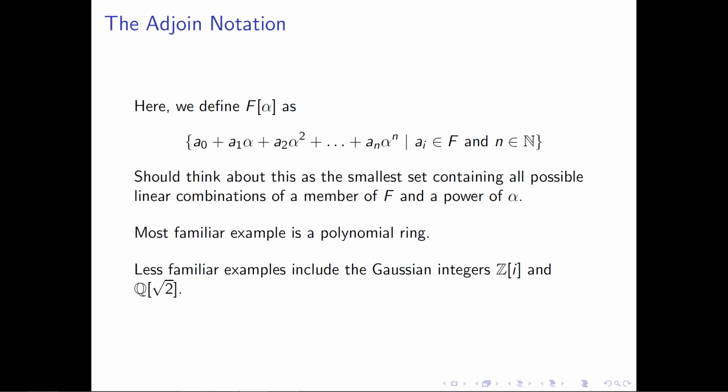Some less familiar examples, but things that we've seen so far, either previously in abstract algebra or last semester in abstract algebra: you should have seen the Gaussian integers, which we write as Z adjoin i, and you should have seen the rational numbers where you adjoin the square root of 2.